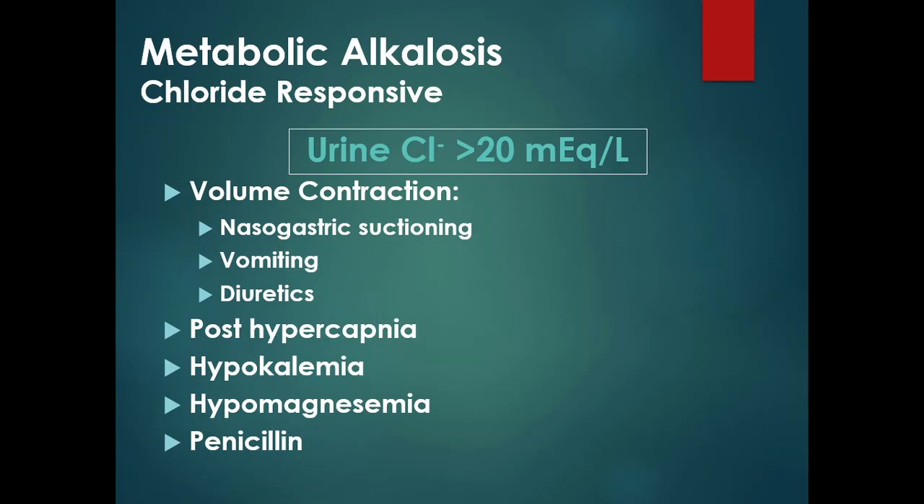You would see nasogastric suctioning in patients who are made NPO for, let's say, upper abdominal surgery or paralytic ileus, etc., and they have vomiting at the same time. Patients on diuresis in the cardiology wards will also develop hypokalemia and hypomagnesemia.